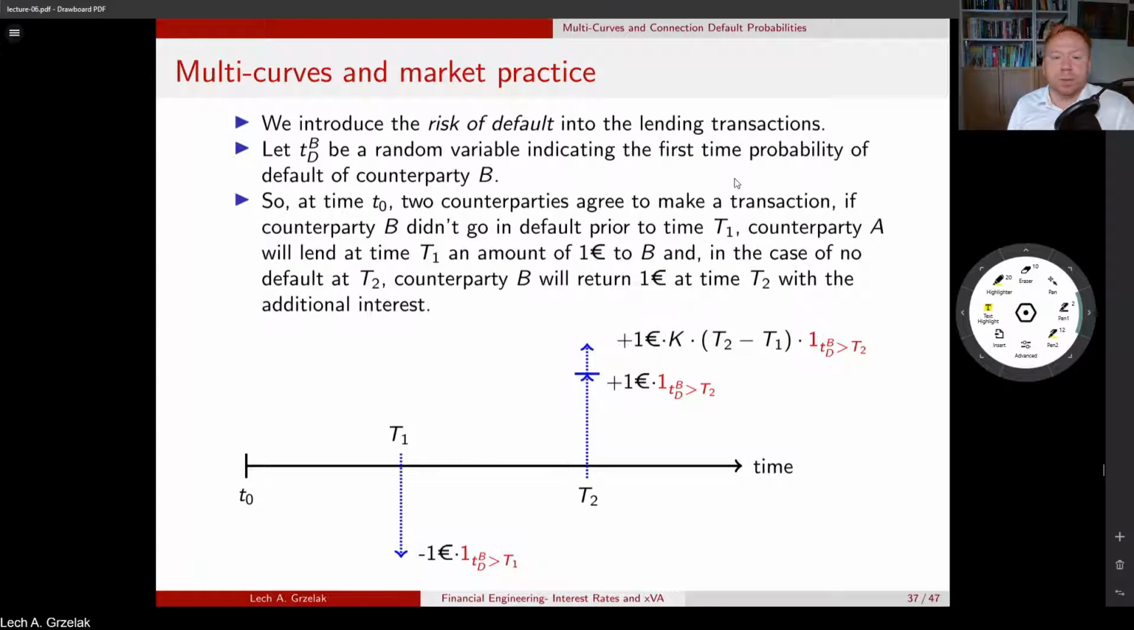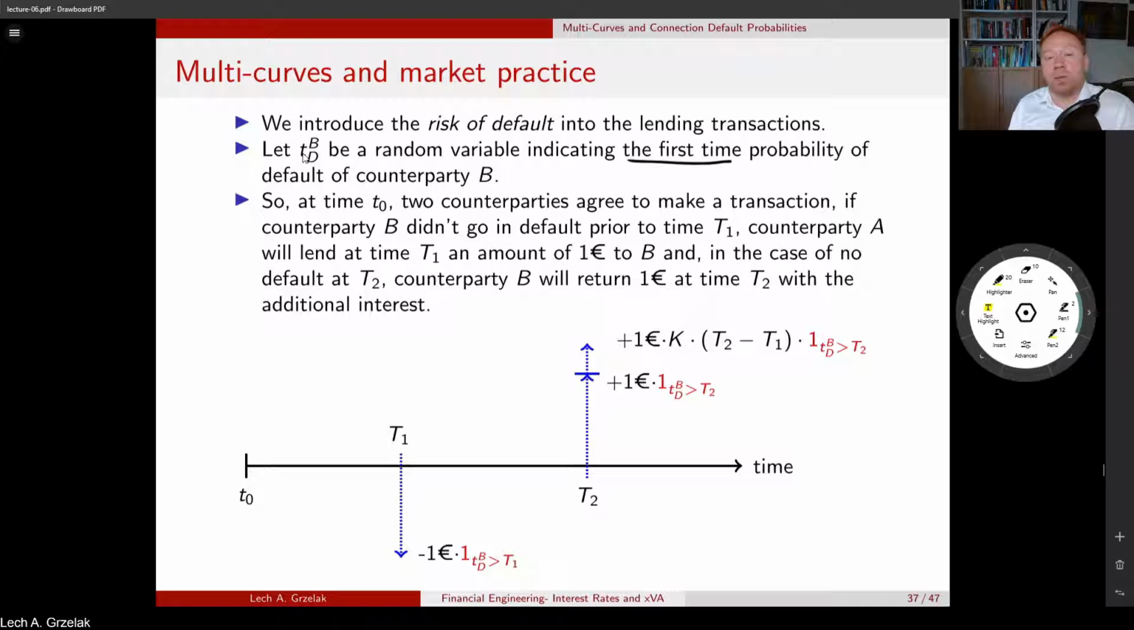Actually, to be more precise, this is TDB, where T indicates time, a random variable indicating the first time of default. Of course, typically if you have a first time, you also have a last time. But the first is the most important, because after the default nothing else can happen. So you have a distribution indicating in time how likely a counterparty is to default.